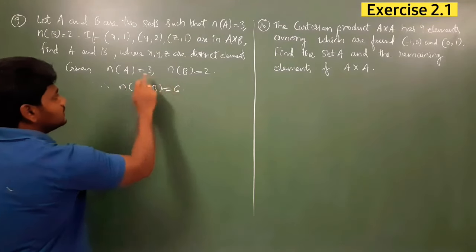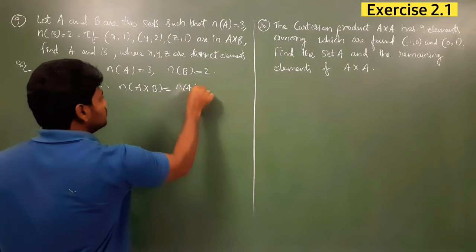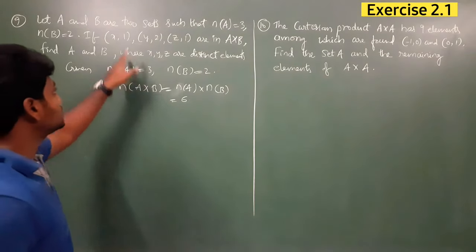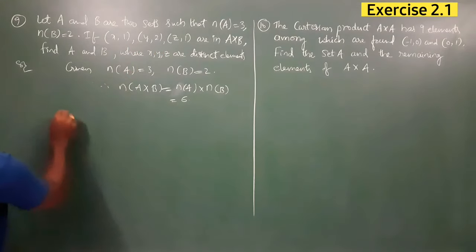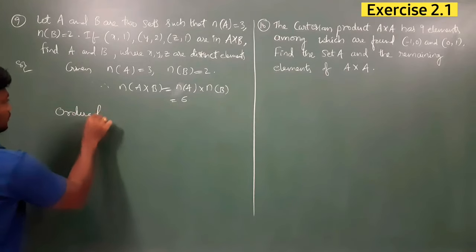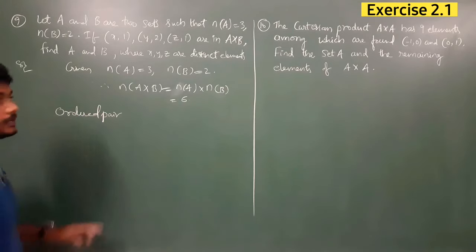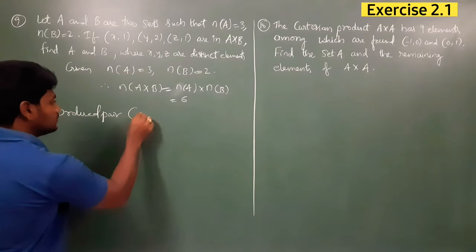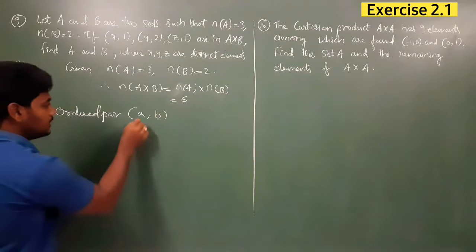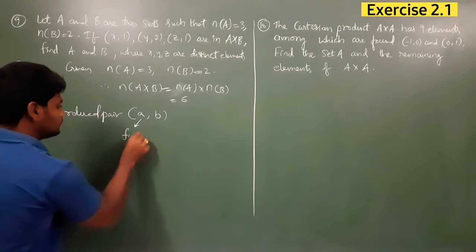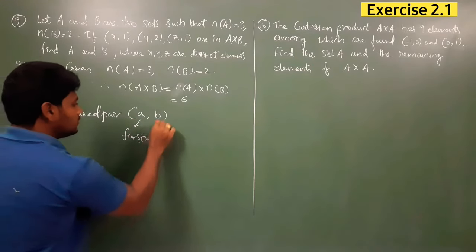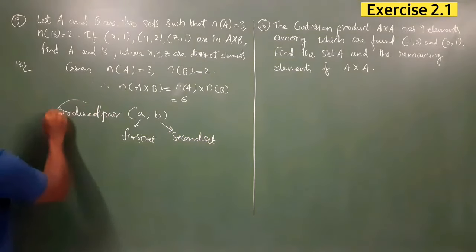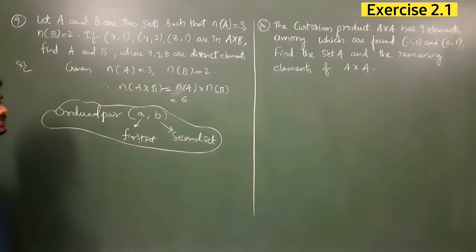n(A × B) is 3 into 2, nothing but n(A) into n(B), so 6 elements will be there. Out of 6, 3 are given. But as I said, what is an ordered pair? An ordered pair means a pair of elements grouped together in a particular order. In that ordered pair, for example, if it is (a, b), the first element belongs to the first set, right or not? The second element belongs to the second set, right or not? So this is an example, no need to write in the solution.